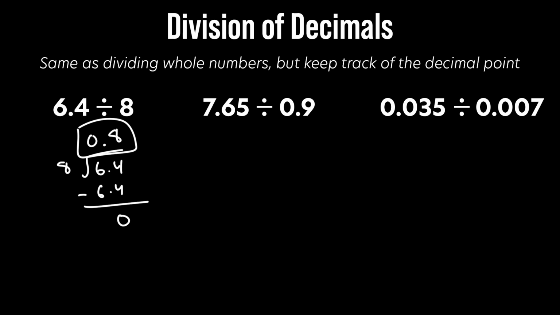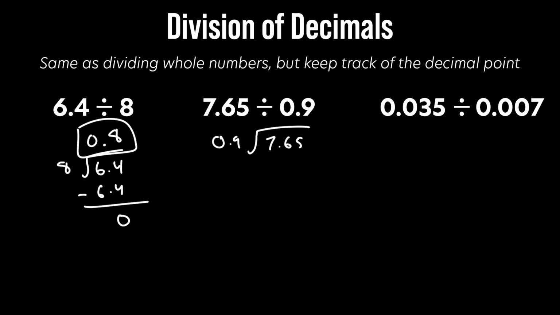Let's try the next problem. 7.65 divided by 0.9. Now, in this case, we're dividing by a decimal instead of dividing by a whole number as in the first problem. So how do we divide by a decimal using long division without it looking so complicated?